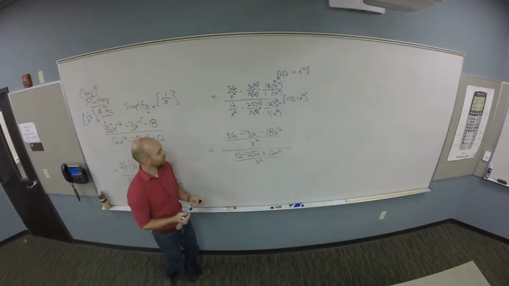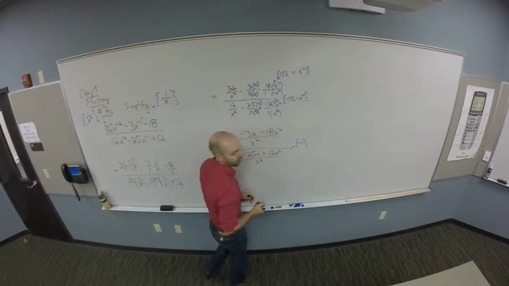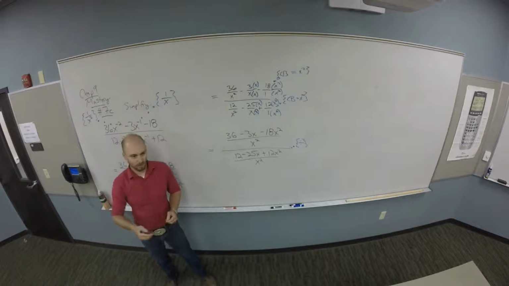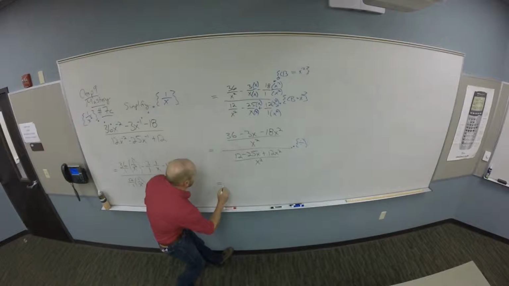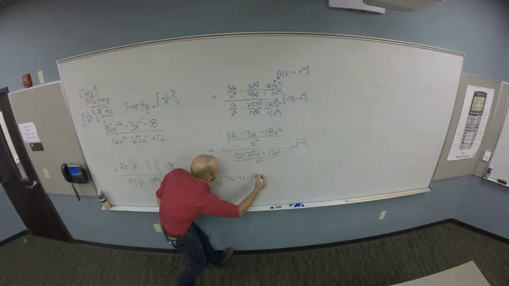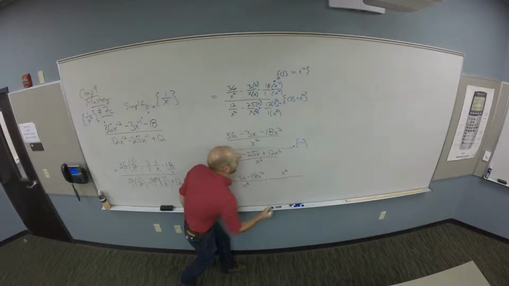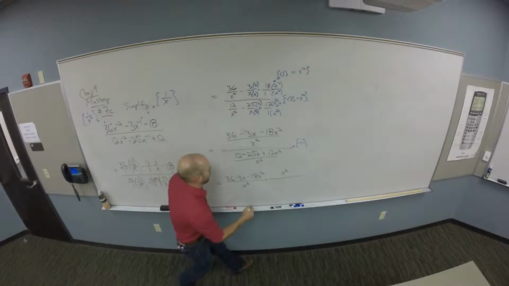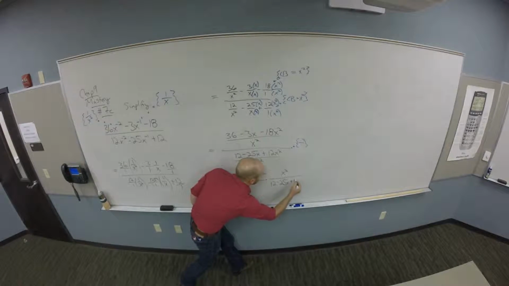And remember here with this long fraction bar, I'm thinking divided by, right? So you're going to flip this thing. So I'm going to get 36 minus 3x minus 18x squared over x squared, times x squared over 12 minus 25x plus 12x squared.